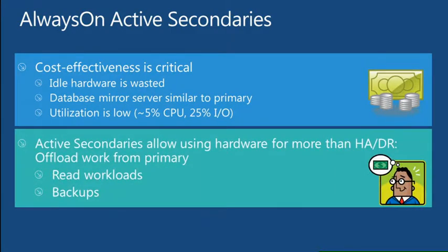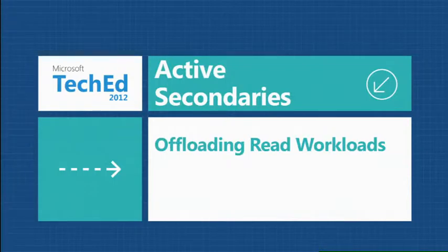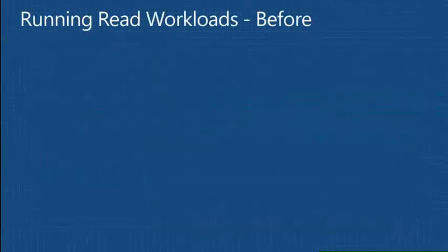So we introduced this concept called active secondaries with availability groups. And what this allows you is to use those secondaries to either read workloads, right, or to run backups. So let's talk about how we run workloads on the secondaries.